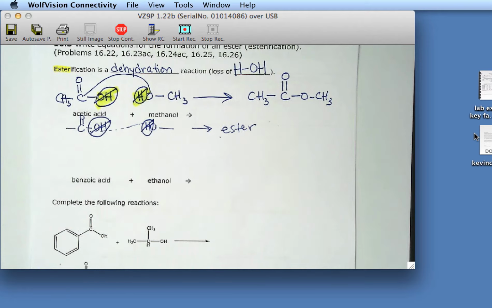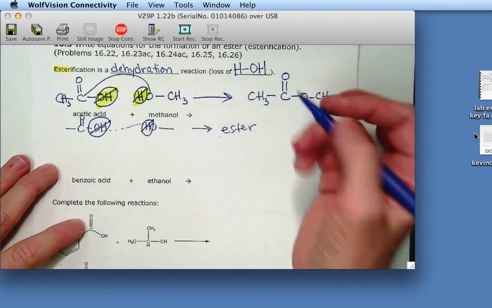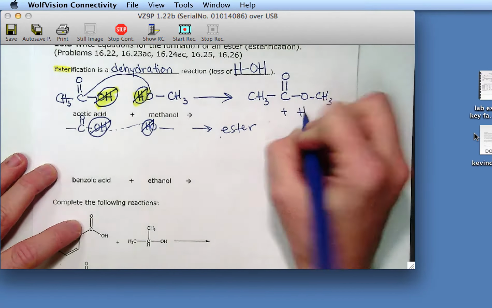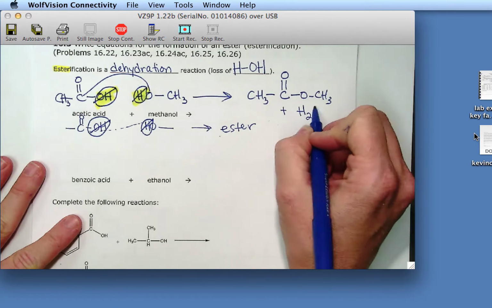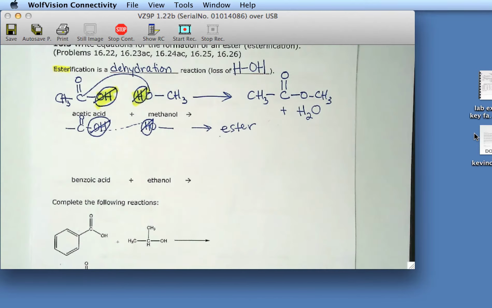And the other product you get with this reaction is going to be water. If you have an esterification reaction, I'm not only interested in the main organic product, but if it helps you keep track of things, by all means, write water.